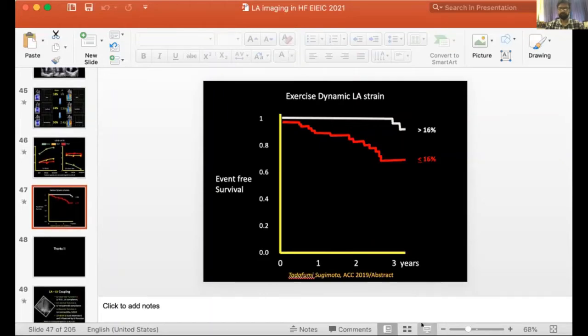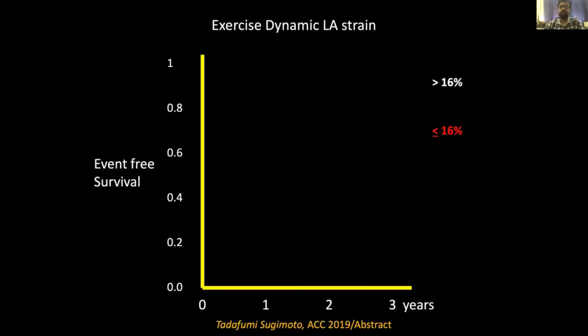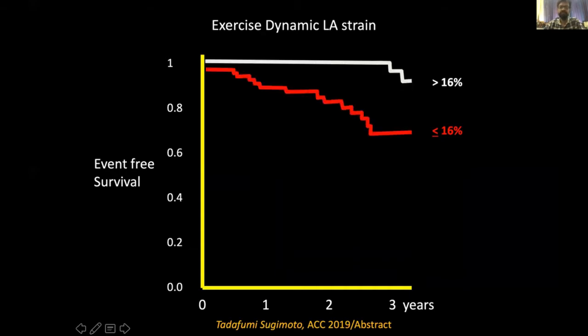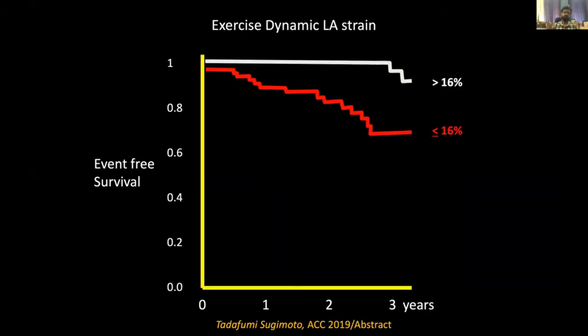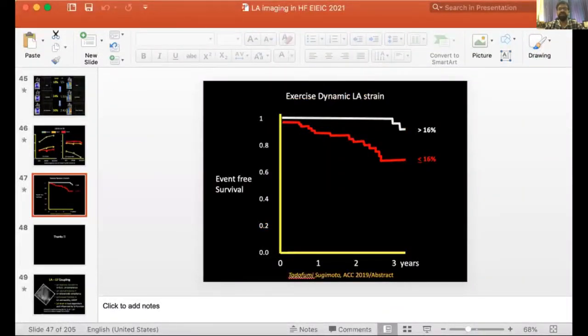So on exercise dynamic LA strain, it has been proposed that a cutoff of 16 was given. If on exercise the values go to less than 16 in LA strain, then it has got prognostic value. So what I would like to tell you is that LA strain can be done. It should be done in every patient.